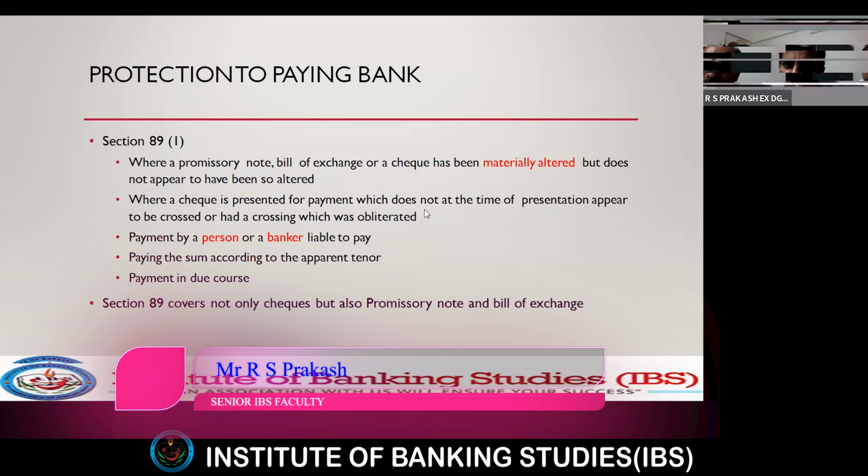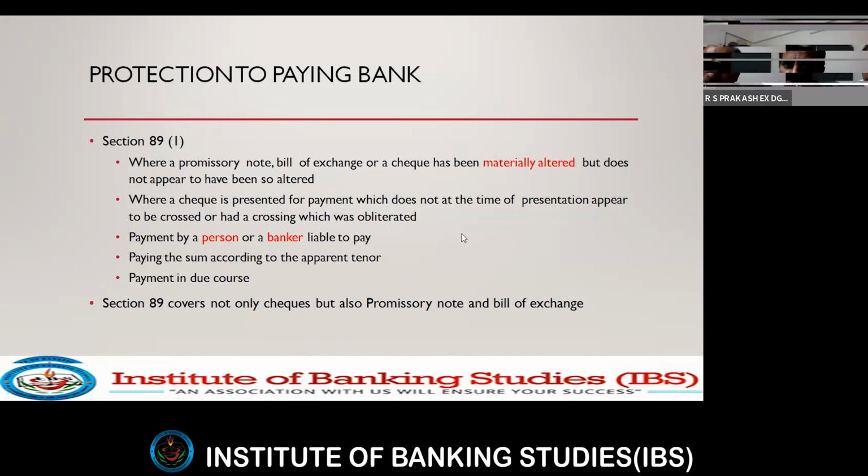Where a check is presented for payment which does not, at the time of presentation, appear to be crossed, or appears to have been obliterated. Dekho, if you make an open check a crossed check, it is not a material alteration. But if you cancel the crossing, or if you take an eraser and rub it and alter or obliterate it, that's a material alteration. Material alteration is something significant. I'll give one more example. If you cross an open check, it is not a material alteration.